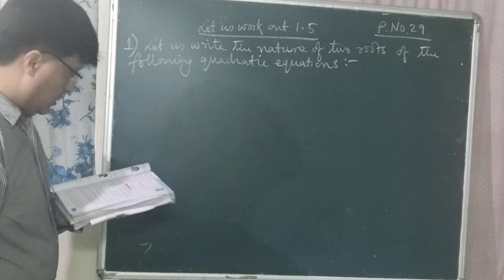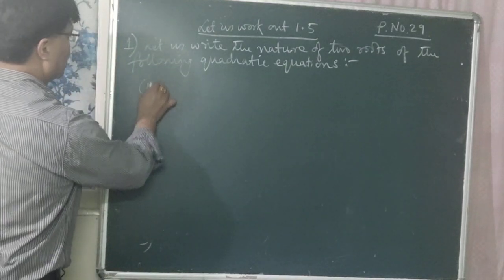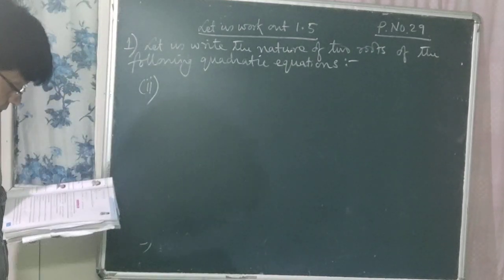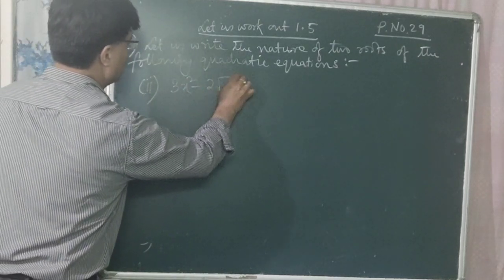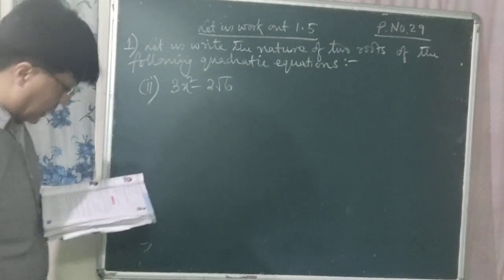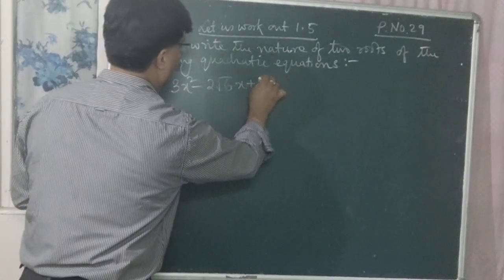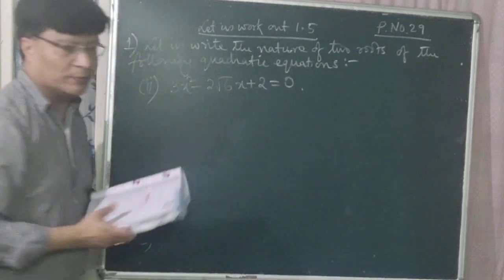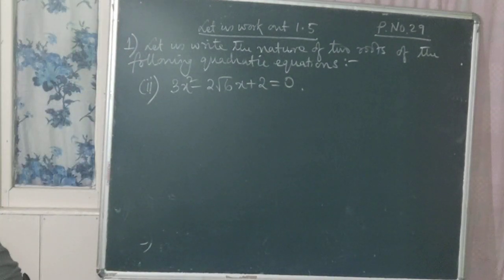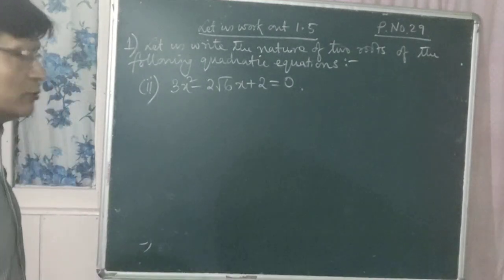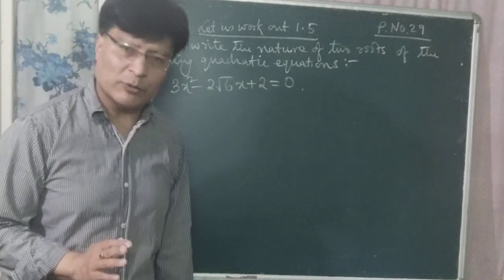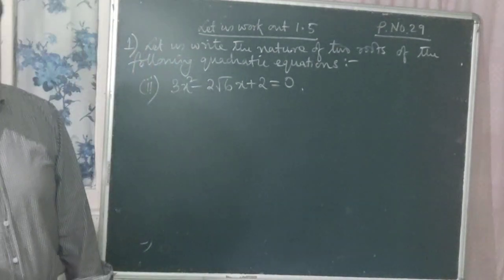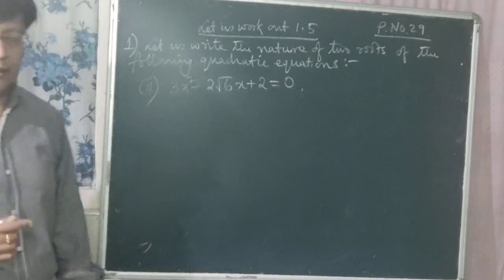Okay, so let's do question number 2 first. 3x square minus 2 root 6 x plus 2 is equal to 0. You have to check the nature of the roots. The roots may be real and unequal. The roots may be real and equal. The roots may be imaginary. Let us check it.